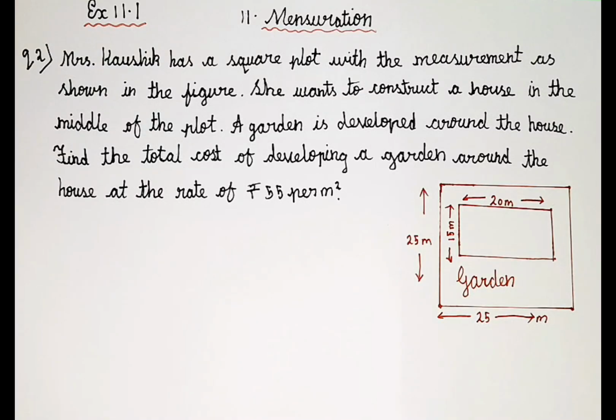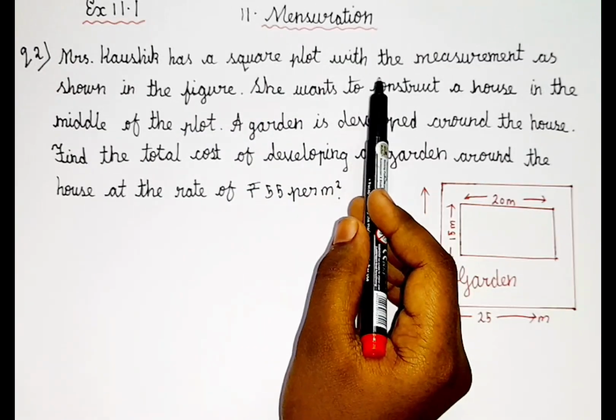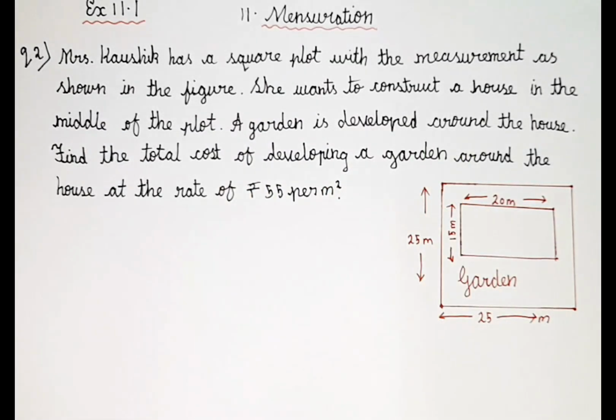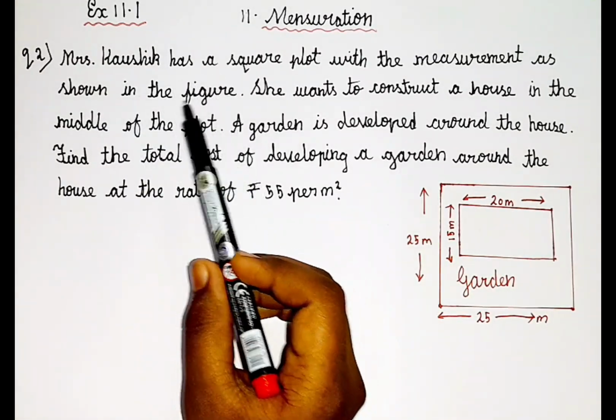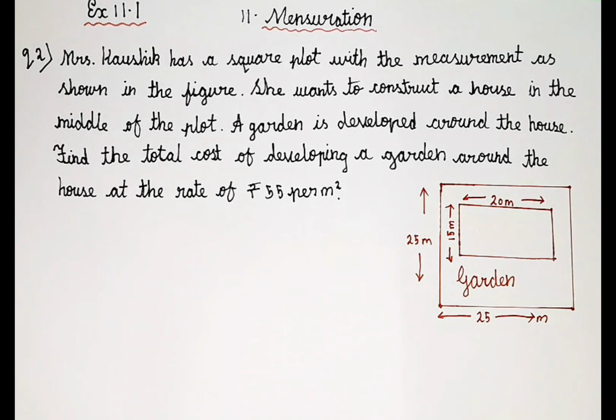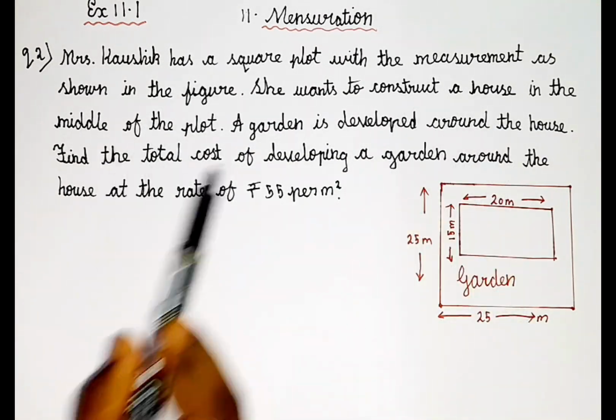So guys, let's read the question. Today I'm solving exercise 11.1 question number 2. The question is, Mrs. Kaushik has a square plot with the measurement as shown in the figure. Here Mrs. Kaushik is building something in a square shape, it can be a house, anything. She wants to construct a house in the middle of the plot.